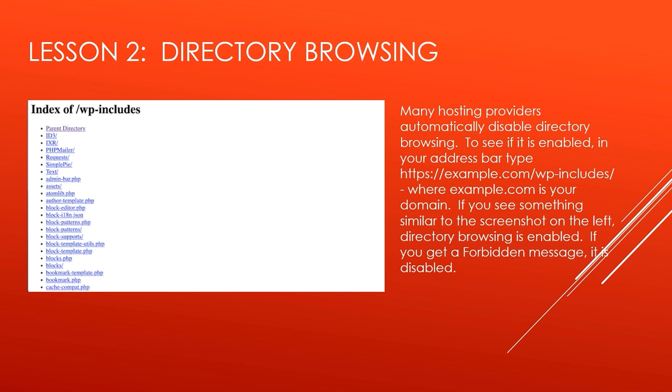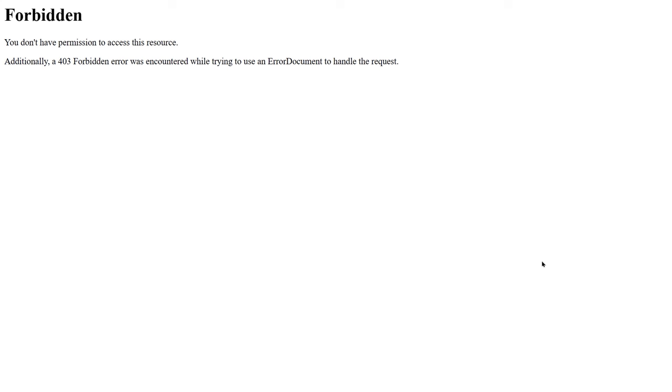If you want to check to see if it is enabled, in your address bar, you can type https://yourdomain, and in this example, it's example.com, and then /wp-includes/. So if you type that in and press enter, if you see a list of folders, it means that directory browsing is enabled. If it is disabled, you will see a forbidden page. So when I use that in my browser's address bar with my domain, I get forbidden, and it was done at my host level. I didn't have to do anything to make that happen, meaning that it is disabled.